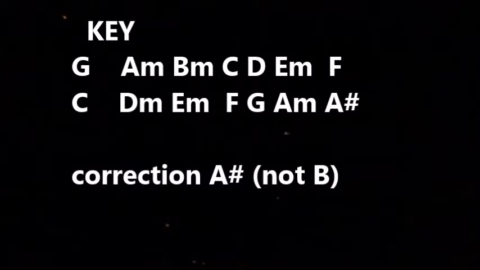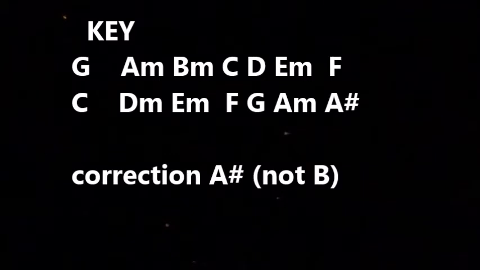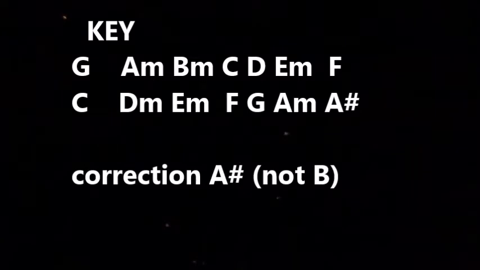So in the key of C, now you'll see underneath, I'm going to put the replacement chords. So under the G, it's a C, then D minor, E minor, F, G, A minor, and B.